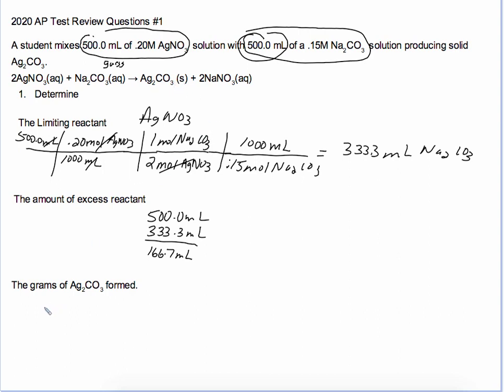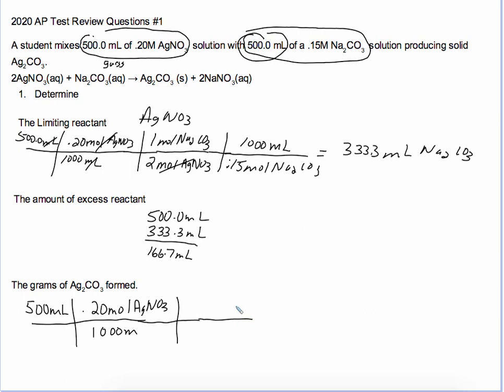Now the next thing is to calculate the grams of silver carbonate. So we're trying to get the grams of the precipitate. Since you know the limiting reagent, you might as well start with that. You have 500 milliliters of silver nitrate, and the molarity is 0.2 moles of silver nitrate for every 1,000 milliliters. And the mole ratio comes next. For every 2 moles of silver nitrate that react, you're going to get 1 mole of silver carbonate.